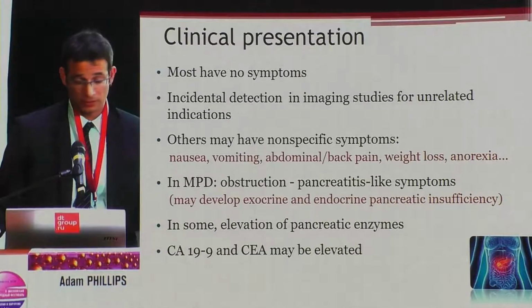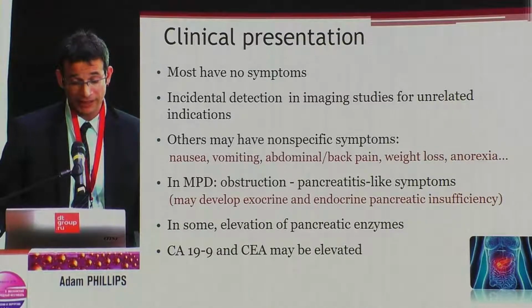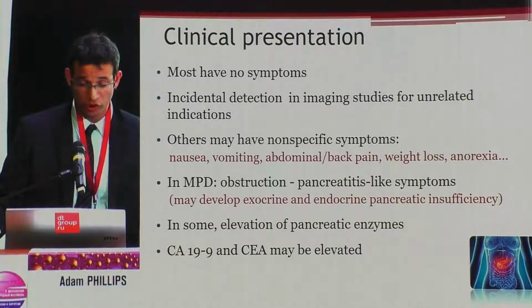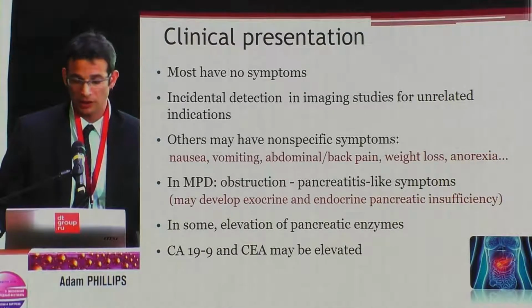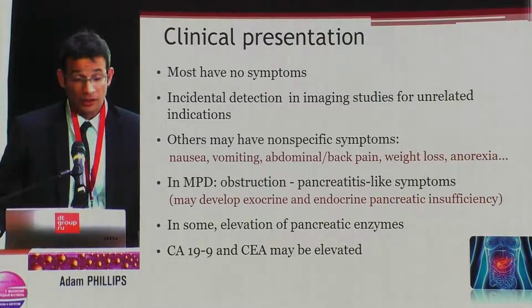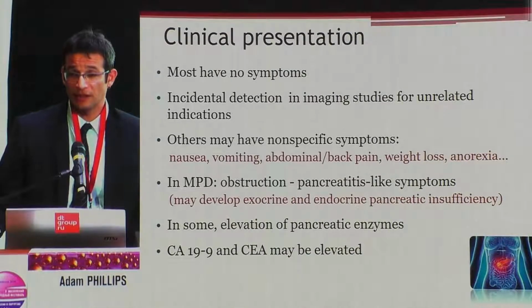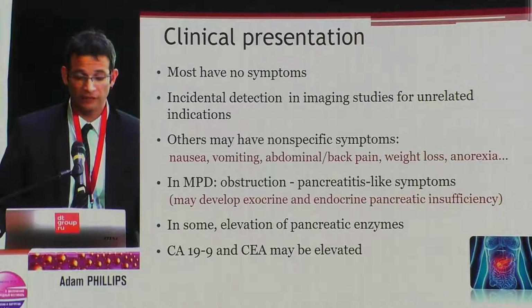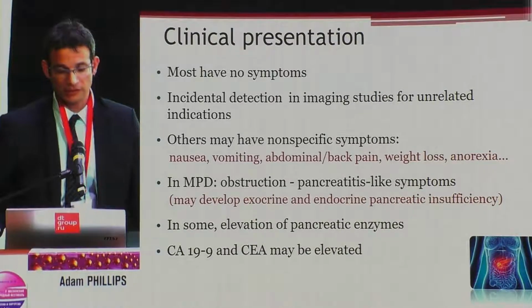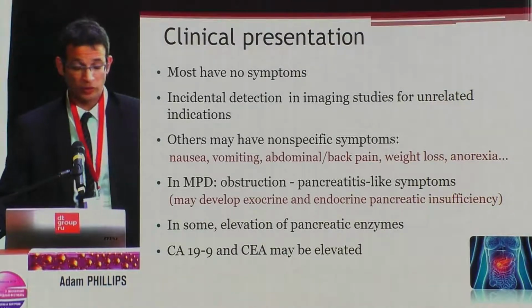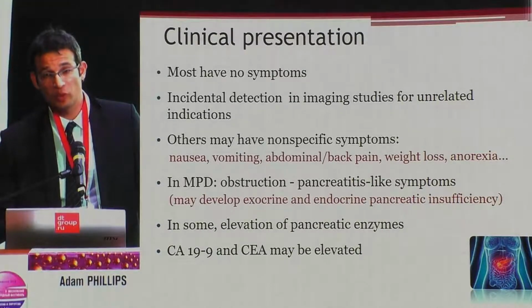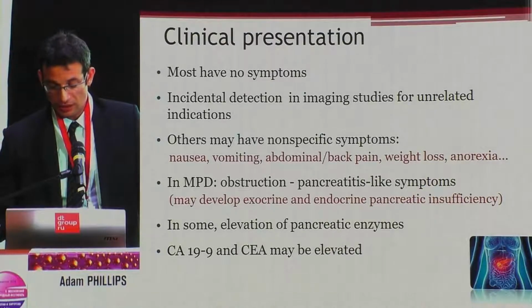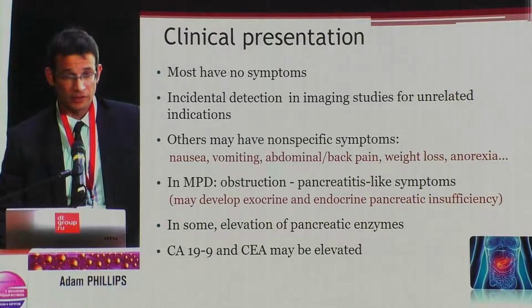In main duct IPMN, there could be obstruction with pancreatitis-like symptoms with the development of exocrine and endocrine insufficiency. In some of the patients, we can see on the lab examination elevated amylase and lipase levels, and as I will talk about later, we may see CA 19-9 and CEA levels elevated in the serum bloodstream.